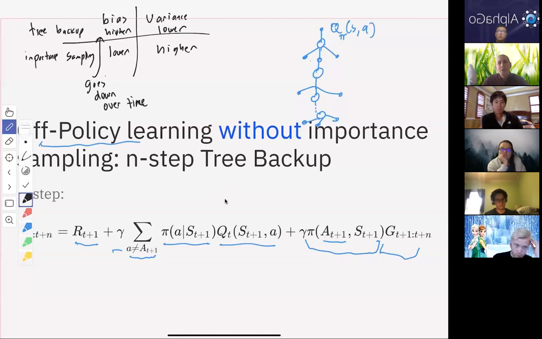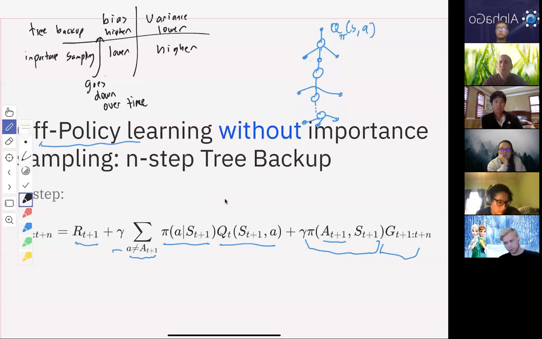which brings up the question of what if we could somehow combine the two? Maybe use importance sampling early on and then use tree backup later, for example. Does that answer your question, Lamaz?